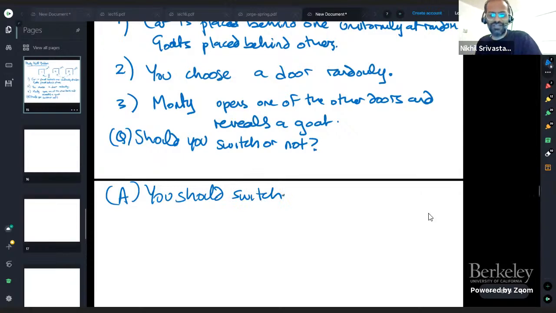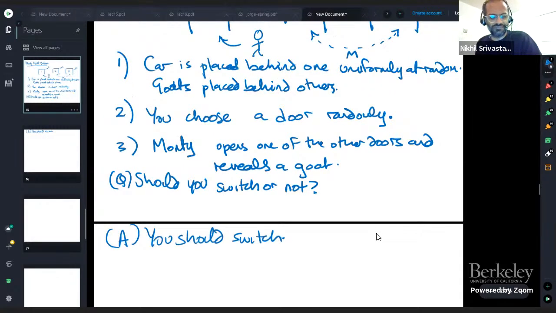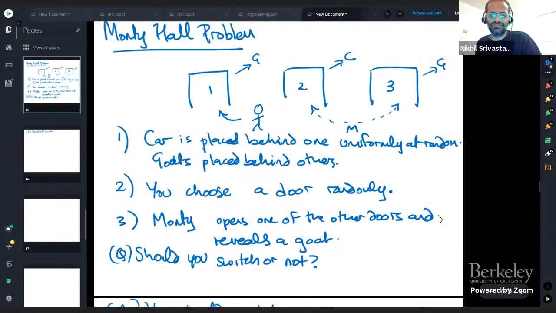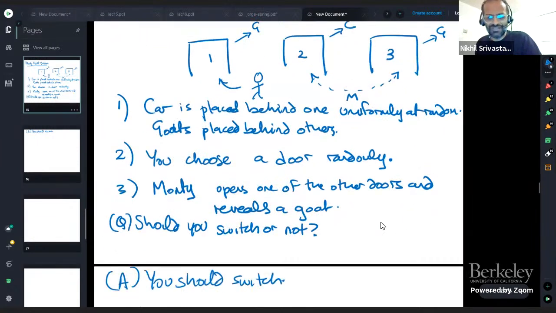Although as recently as the last few decades, people have still been writing articles saying that it doesn't make a difference. But this is why it's so important to follow the framework of probability, because we're running out of time, but we're going to set up a framework where we're just going to calculate and prove that you should always switch.